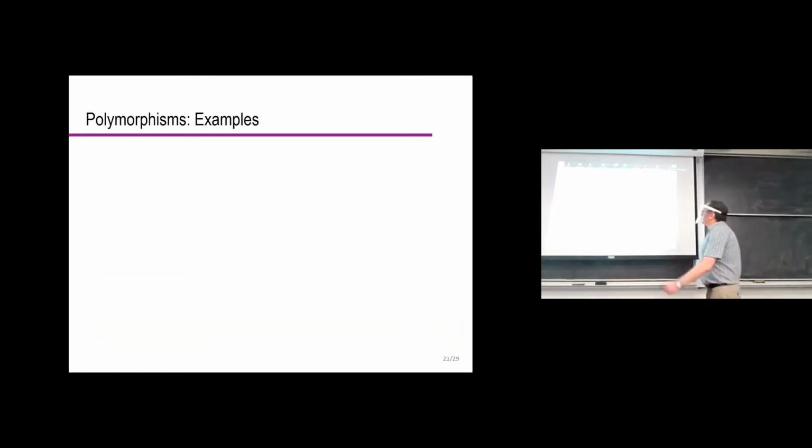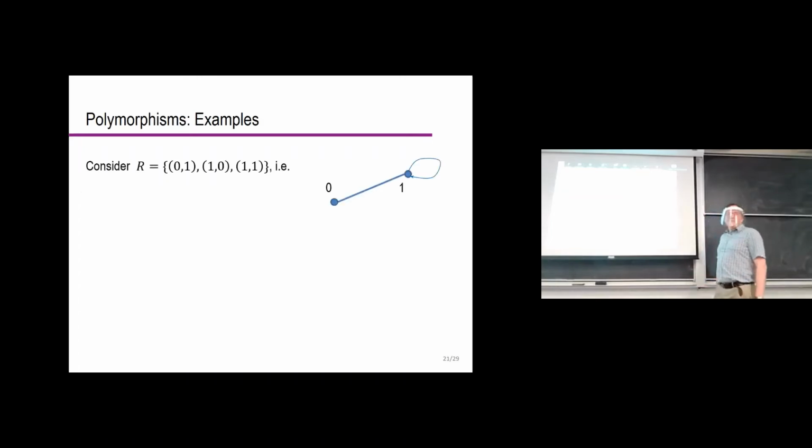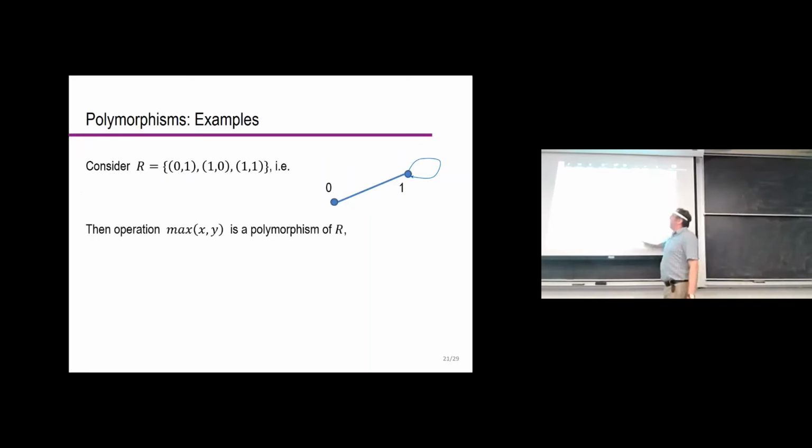So, a couple of examples. Let's look at this binary relation. It's binary, so we know it's a digraph. Actually, it's a graph, since it's symmetric. I claim that the operation on {0,1} called max, which takes the maximum of the two inputs, is a polymorphism, and the operation min, which is the minimum of two inputs, is not a polymorphism.